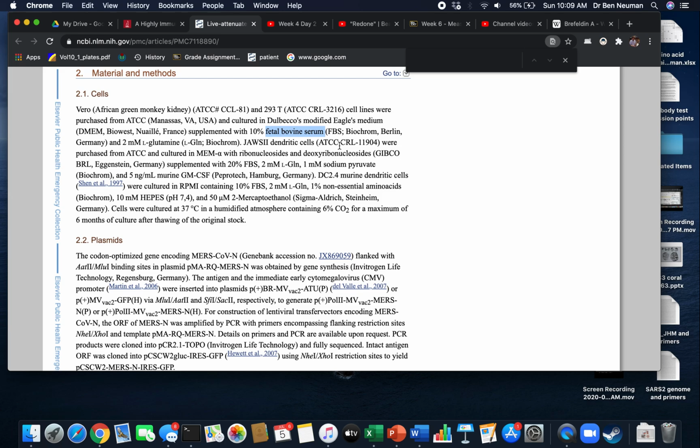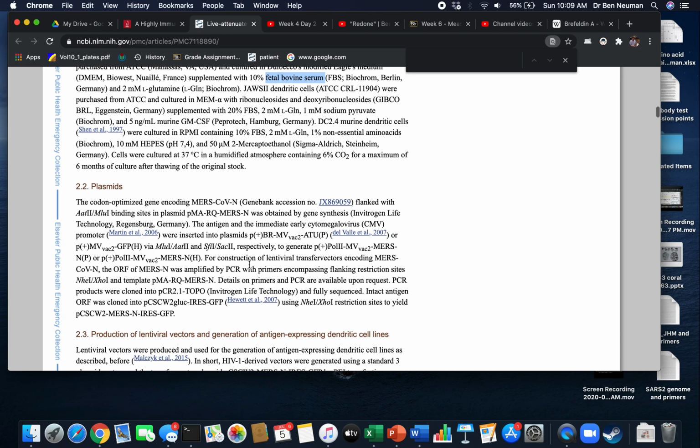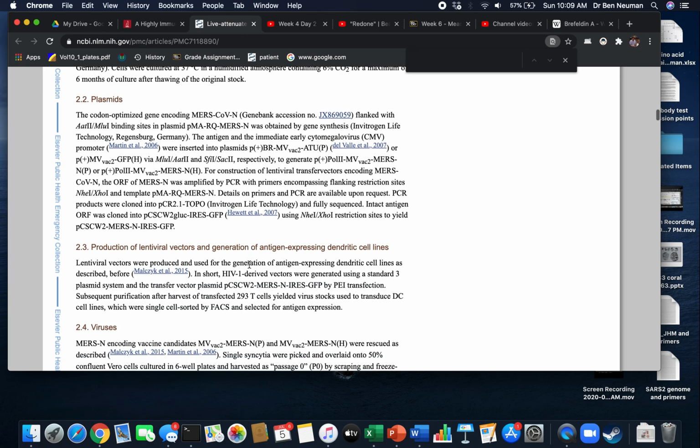cows. Yeah. And they put this in because it has a lot of good growth hormones that really help the cells you're trying to grow to stay alive and keep growing. But yeah, it's kind of gruesome at the same time.